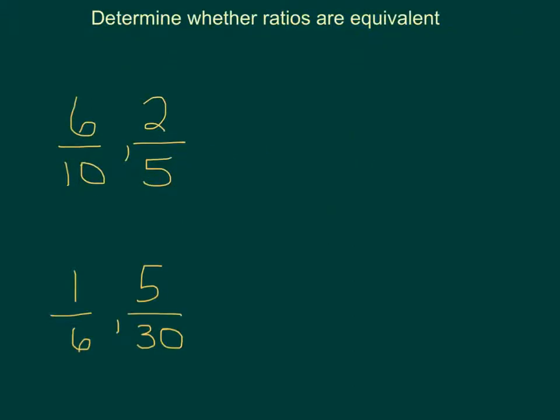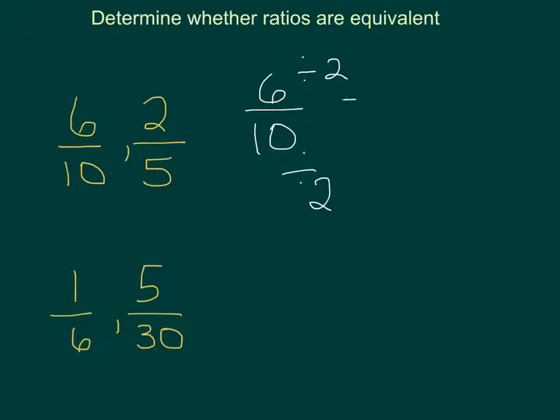So let's take a look at these two examples. Here you want to determine whether the ratios are equivalent or not. How we do that is to take the fractions and write them in their simplest form. If they're in their simplest form and they're the same, they would be considered equivalent. So the first one we have is 6/10. If we write 6/10 in its simplest form, we can divide the top and the bottom by 2.